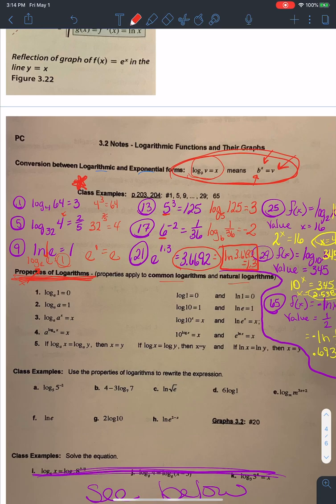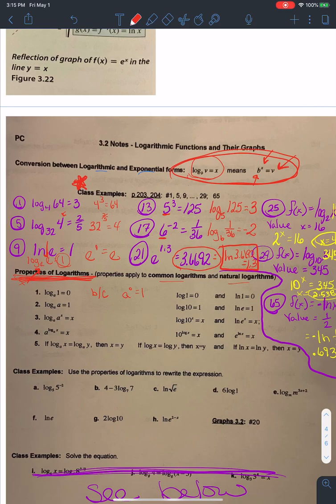Okay, this first one says log base a of 1 is always equal to 0. That is because any number to a 0 power is equal to 1. That statement makes rule number 1 always true.